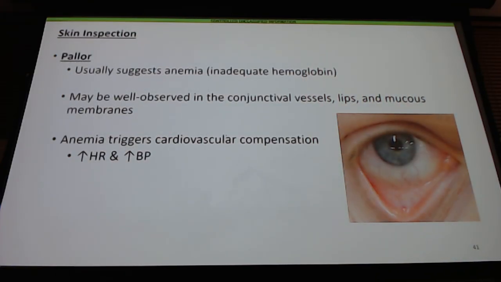Then we talked about looking for anemia, where you're going to have this pallor. Blood is circulating, but not enough hemoglobin is circulating. There is perfusion occurring, but you just don't have enough of it, and that can lead to developing a pallor, especially in things like the conjunctiva, which is one of the more common areas we look and assess for anemia.